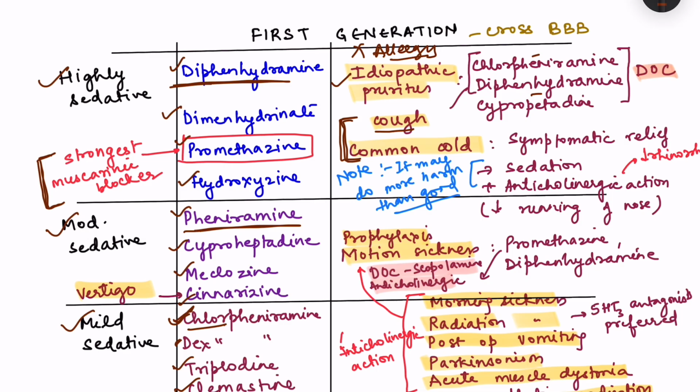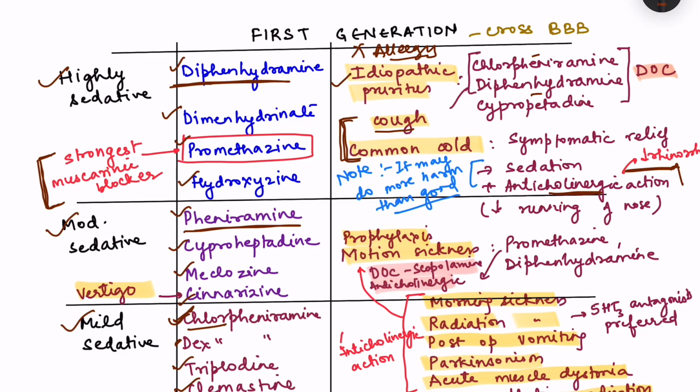Now, we have seen that these first generation antihistaminics have anticholinergic action, and actually most of the uses are because of their anticholinergic action. So from now onwards, except idiopathic pruritus, what I am going to talk about is all anticholinergic action. So first is cough and common cold. It decreases rhinorrhea. See, the parasympathetic nervous system increases secretions. So if we block the cholinergic receptors, that is the muscarinic receptors, then there will be decreased secretions in the nose, that is decreased rhinorrhea.